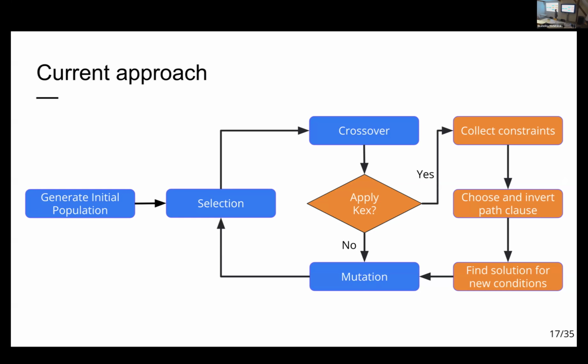The idea was to use KEX as a mutation. So after crossover, before mutating in the EvoSuite manner, we look at a test and consider whether we want to apply KEX or not. If yes, we collect constraints. We choose and invert a path condition. It means we choose what new branch we want to cover. And in these new conditions, we try to find a solution. And that's how this mutation is completed. After that, the process is basically the same.